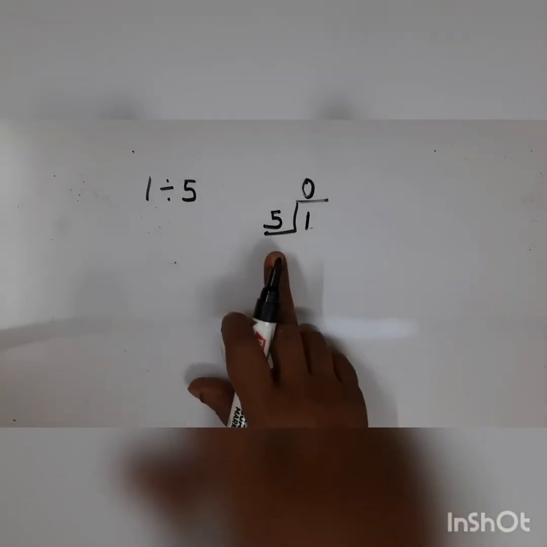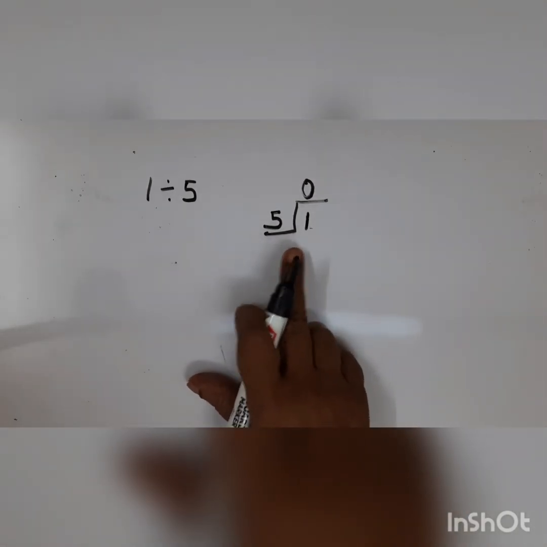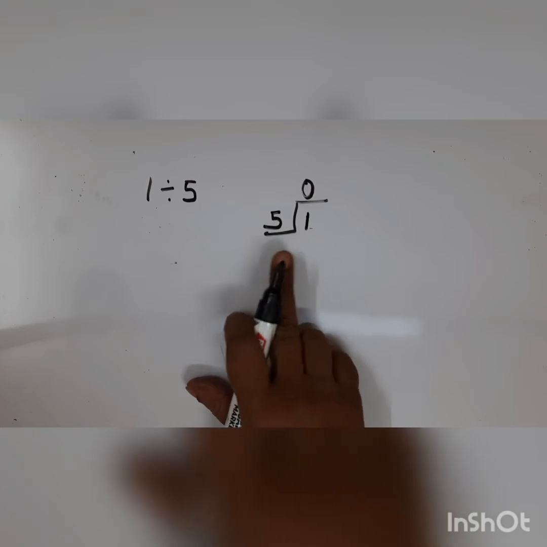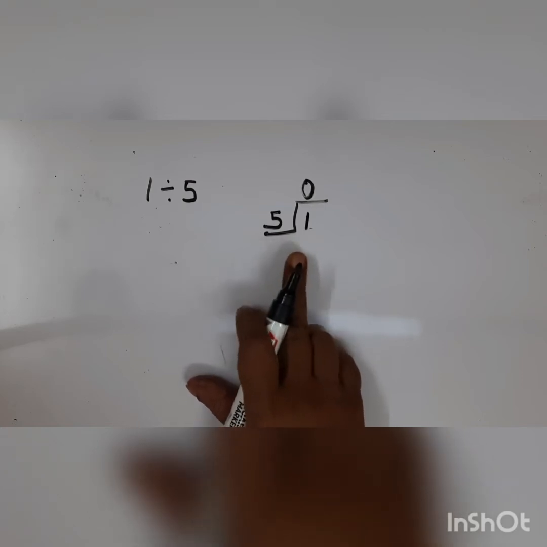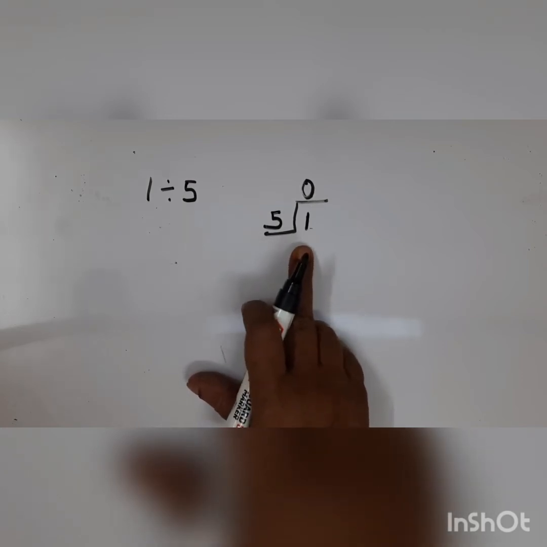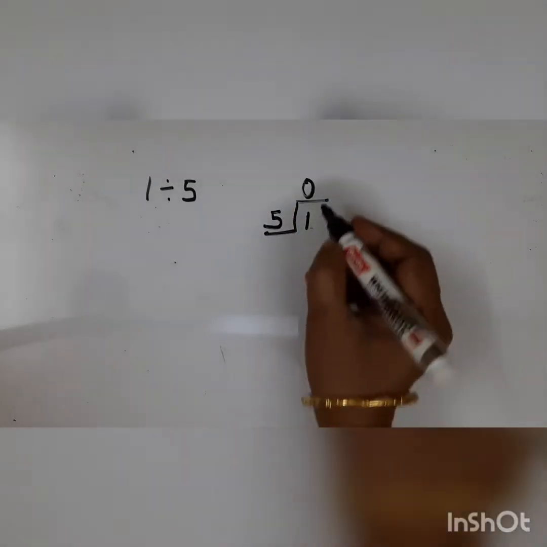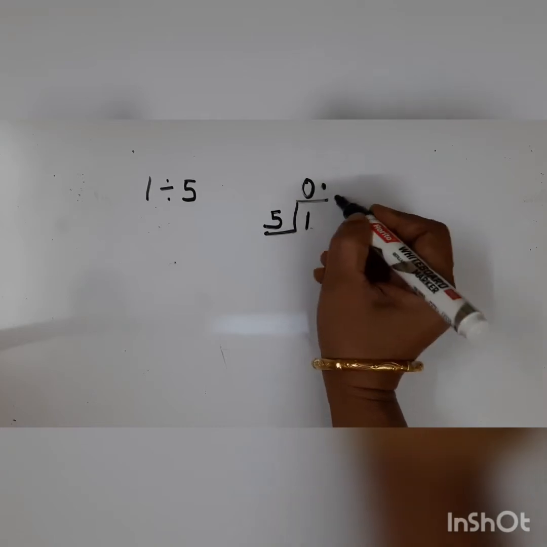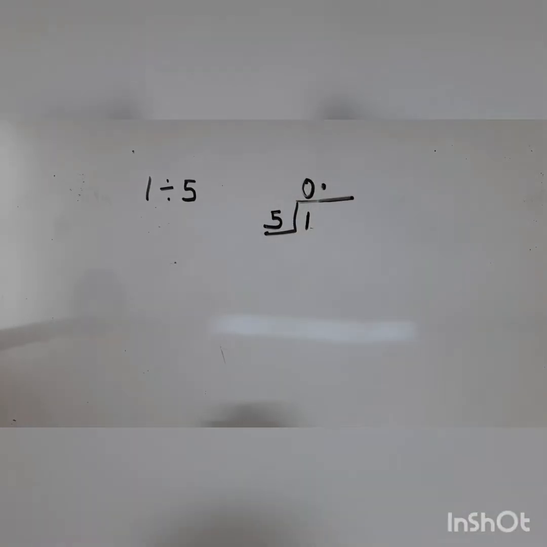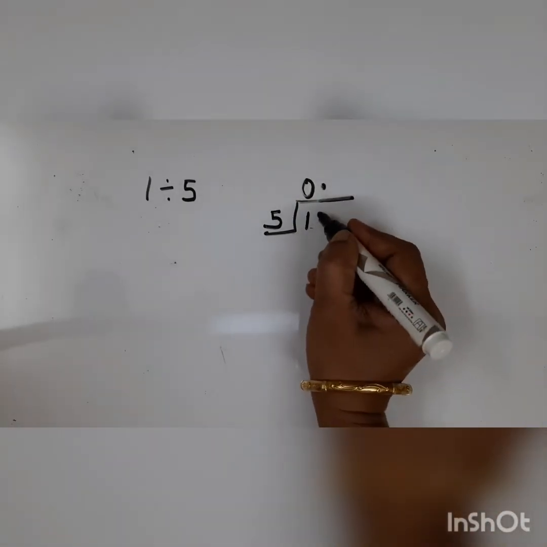Why am I putting it, children? Because it is not divisible. See, 5 ones are 5. Say your tables, 5 ones are 5, 5 twos are 10. So, not divisible. That's the reason why I put a 0 over here. Now, after this, I need to put a decimal point. Don't forget the decimal point. Once I put the decimal point, I can put a 0 here.